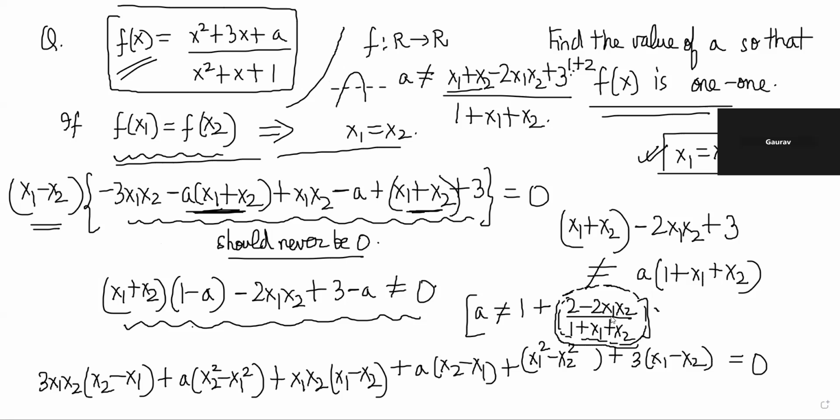Sir, I did it by that differentiation method, so I am getting minus 2x square plus 2x multiplied by 1 minus a plus 3. Differentiation method only you should do, I think, because the basic definition method is not coming very nice.